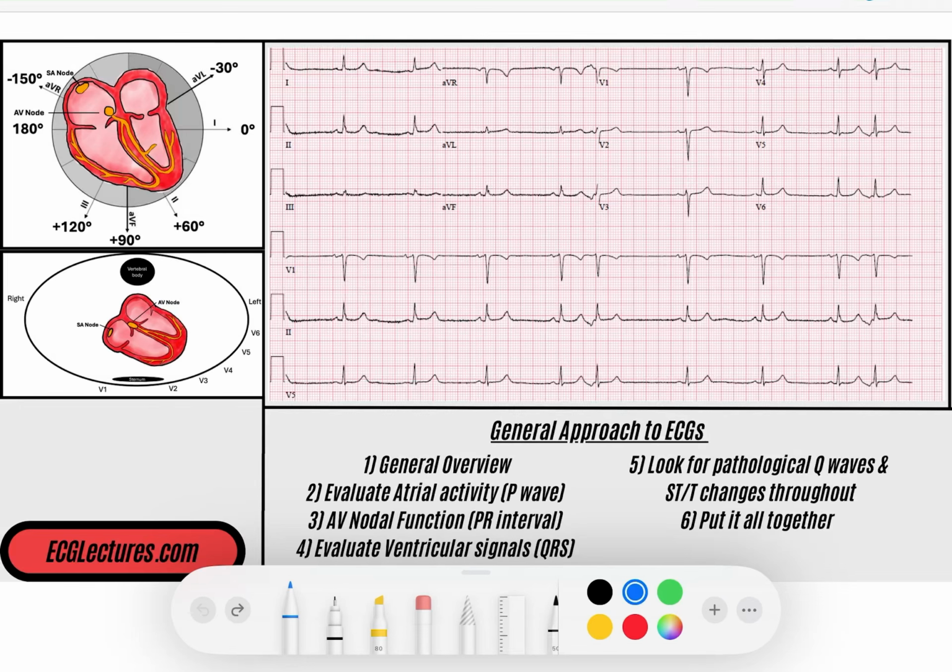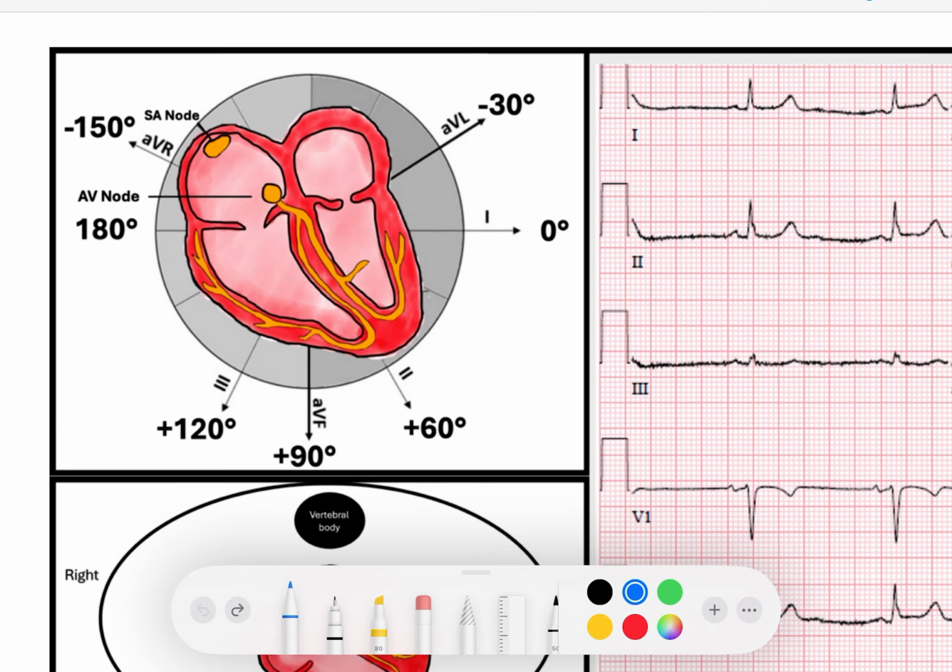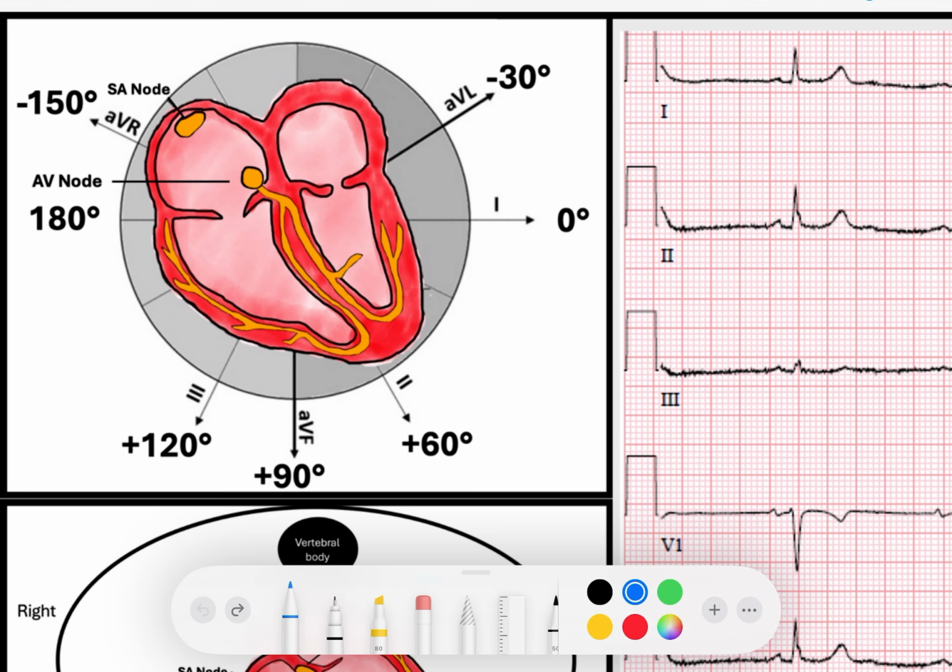Today I want to briefly touch on PAC morphology, and I think this is a great EKG to demonstrate that. But first I just want to briefly talk a little bit about what we should expect normal to be so that whenever we see abnormal, then we can easily identify it and understand why.